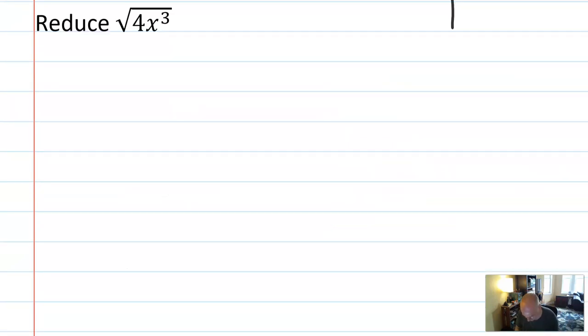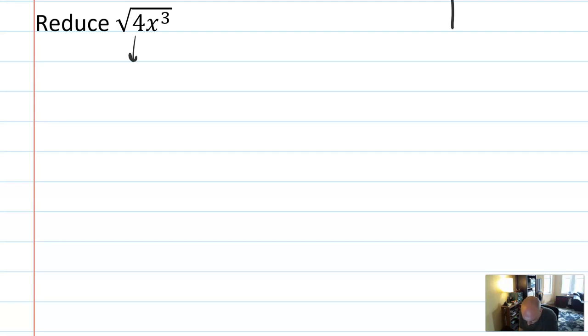Here's an example that's a little more exciting. Square root of 4x cubed. Now let's take a look at this. I don't see any restrictions on x telling me if x is positive or negative. So again, sometimes there's directions about whether x is greater than 0 or less than 0. I don't see any restrictions there. x could be negative or positive.